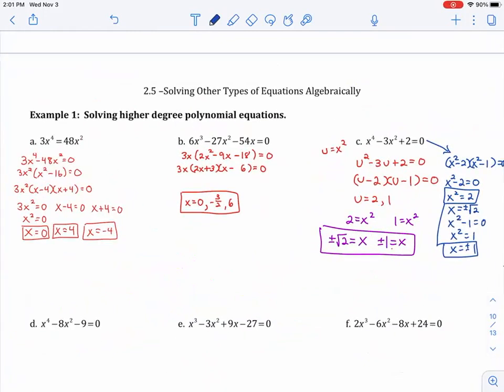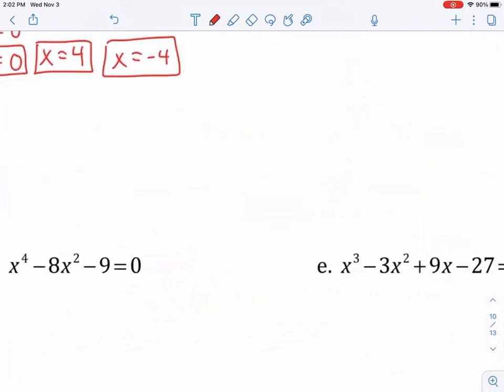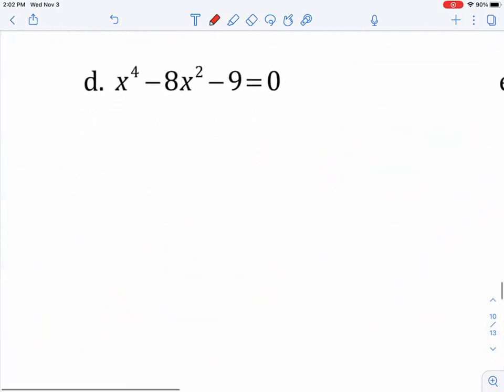Okay, any questions on the first row? All right, I'm gonna do the next one. I'm gonna do a substitution method, but you don't have to. So the substitution method was this, and I'm gonna apply that to this problem. You can just factor it right away if that works for you also. But I'm gonna again let u equal x squared.